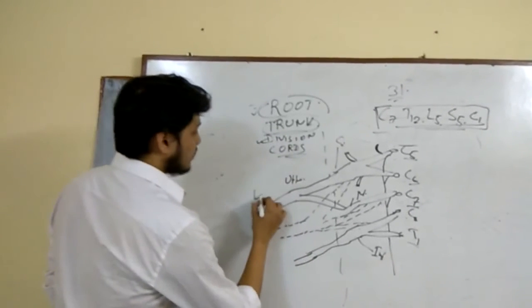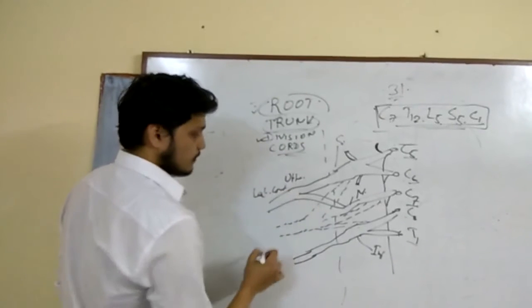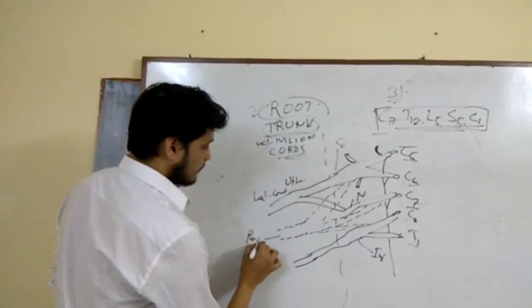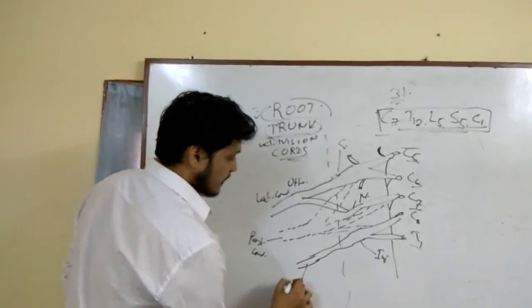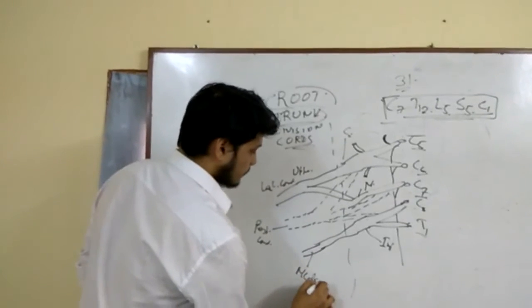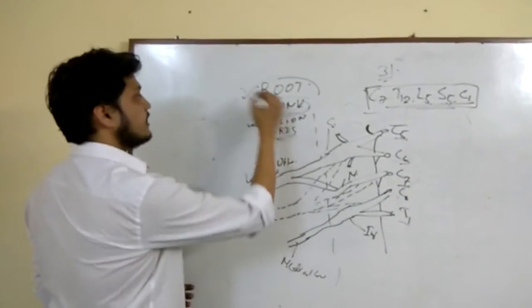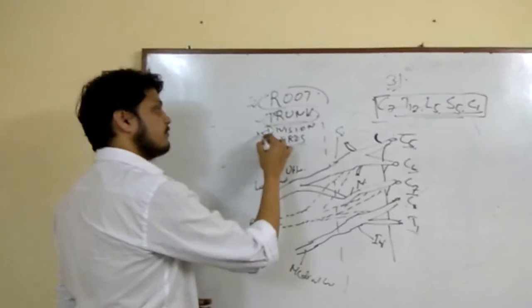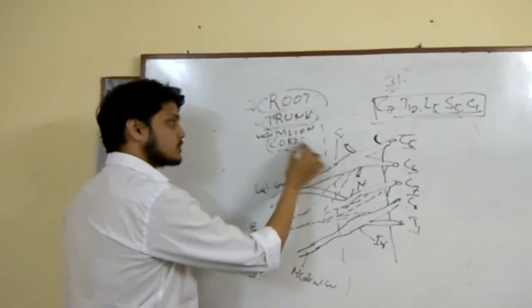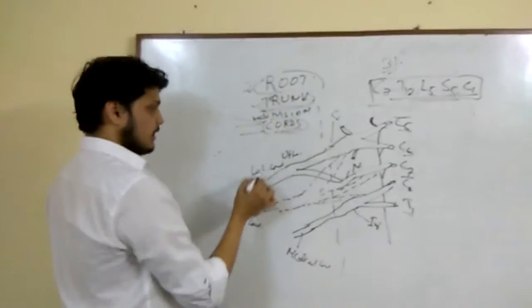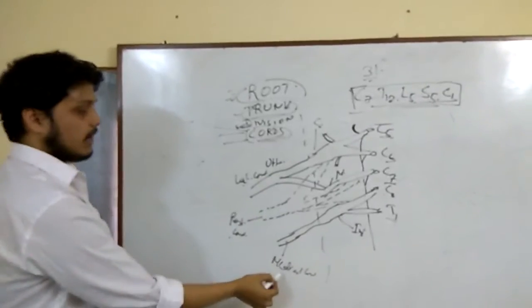So this is my lateral cord, posterior cord, and this is my medial cord. So we have finished root, we have finished trunk, we have finished division. Now we come to the cords. Cords, we have three types: lateral, posterior and medial.